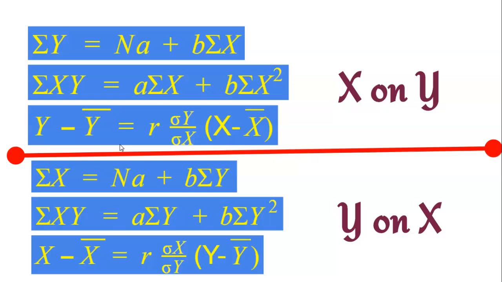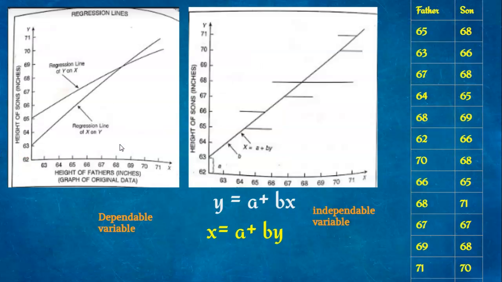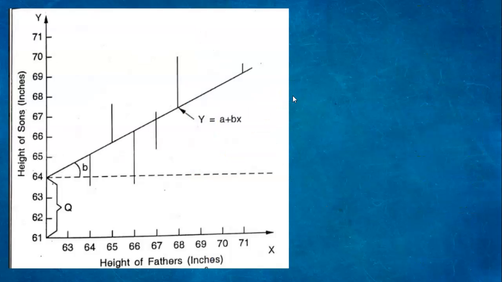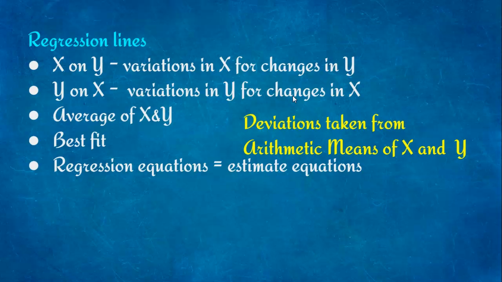And we have to discuss the best fit. Best fit means if you look at the lines where the mean is 0, where the x and y mean is equal, not 0, equal, that line is called the best fit line. And then regression equations means estimate equations.